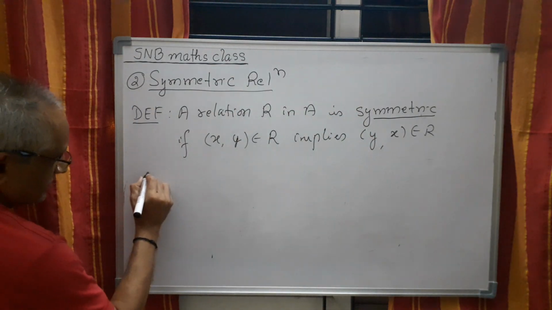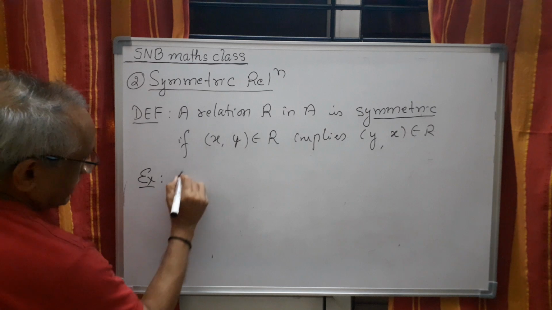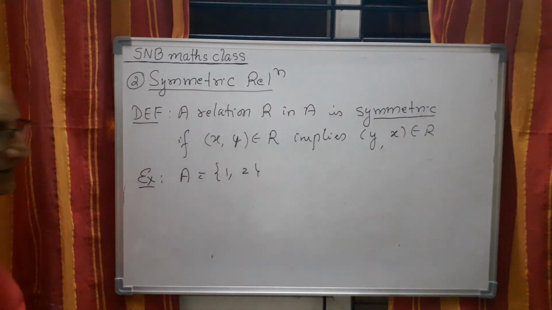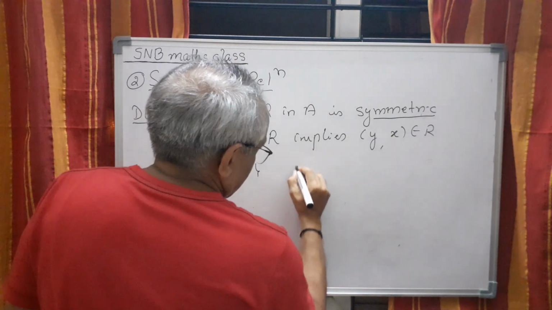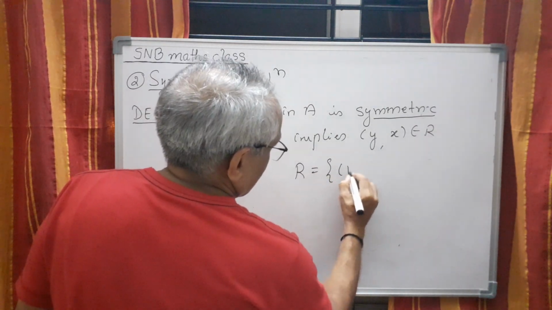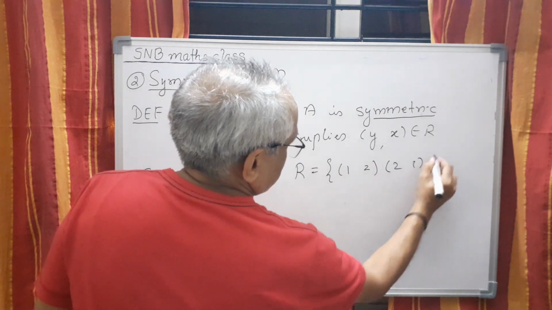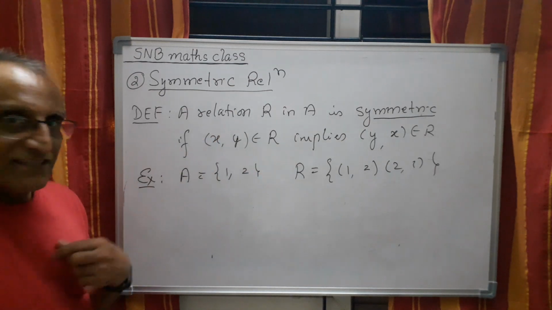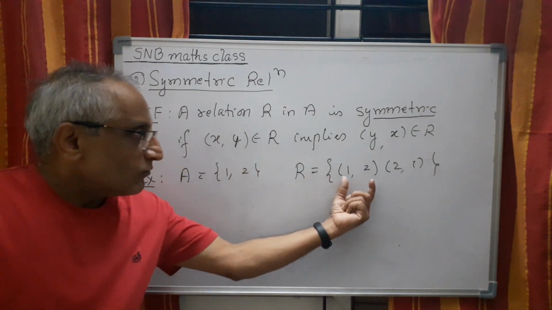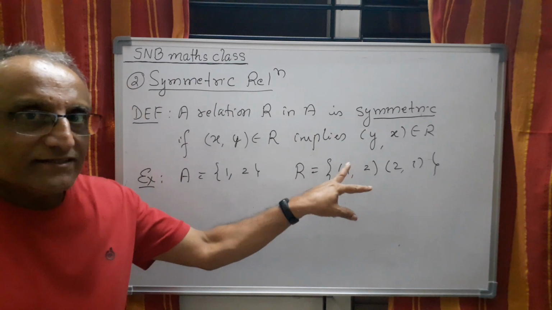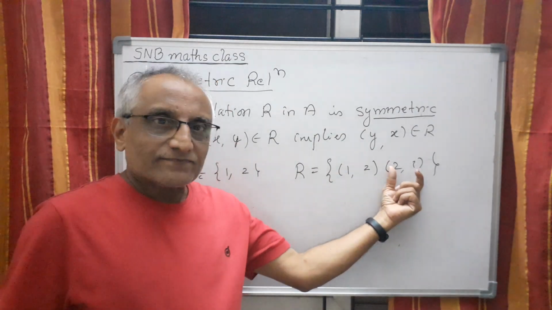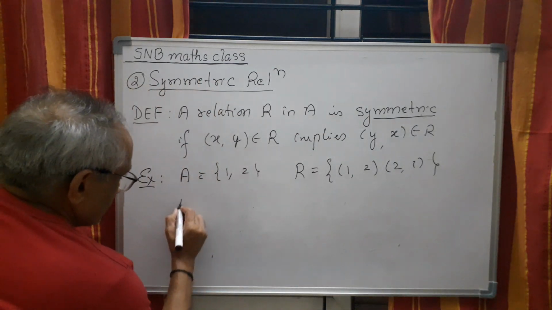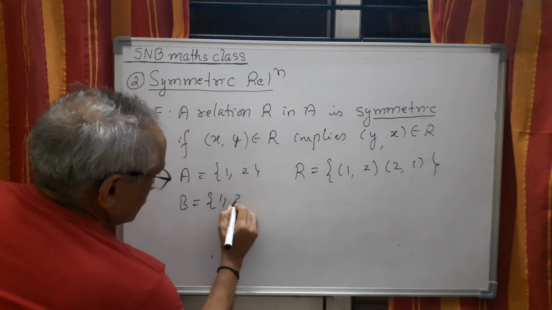Let me give an example. Say A equal to, let us take {1, 2}. Only 2 I will take. Now suppose you take R equal to, say, {(1, 2), (2, 1)}. Only 2 elements here. Now you can check here, apply this condition. (1, 2) is there, interchange it, (2, 1) is there. So it is symmetric. Now let me give another example. Say B equal to {1, 2, 3}.